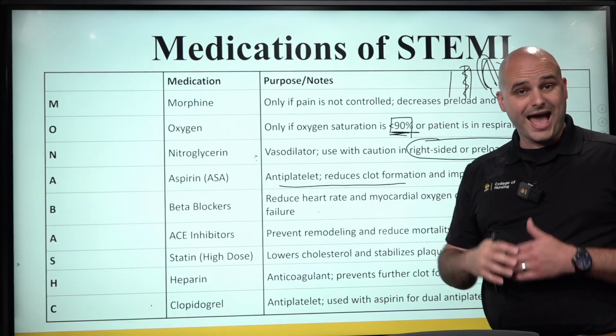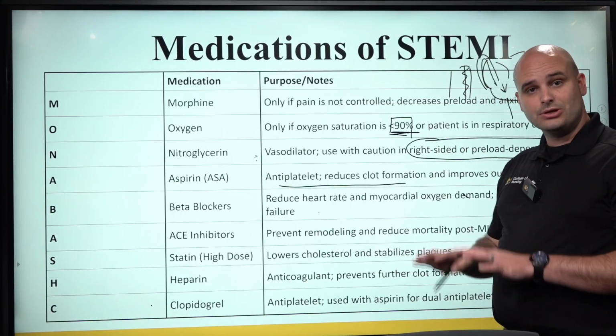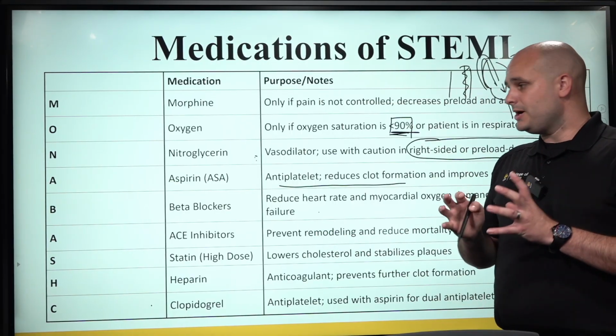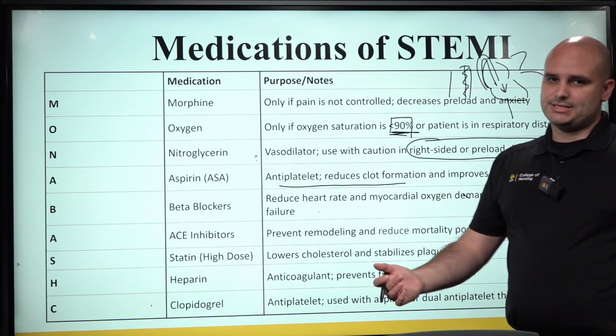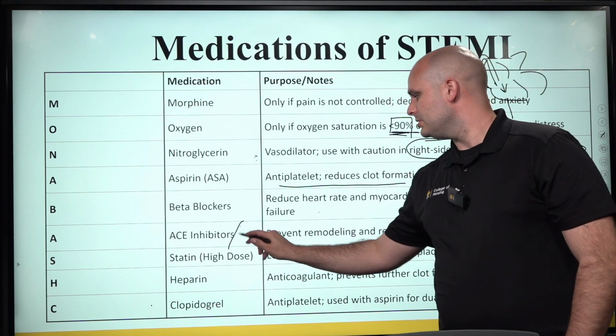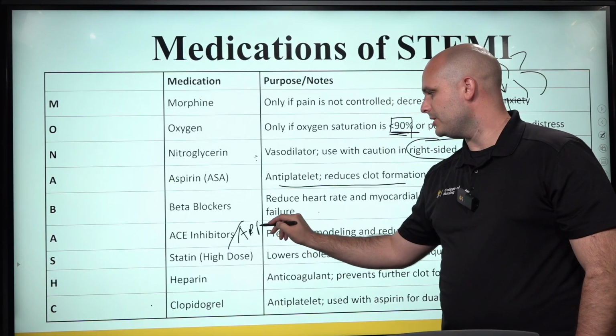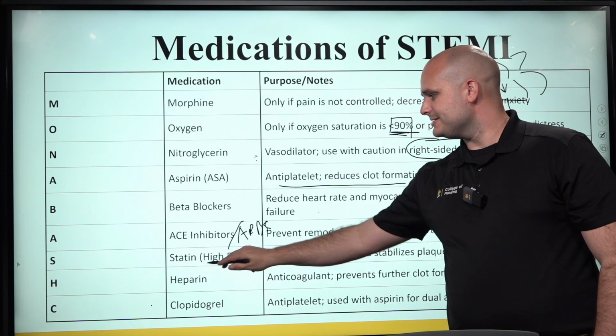Beta blockers after they have a heart attack to lower their heart rate and prevent remodeling. ACE inhibitors, many times given, these or ARBs to help with remodeling. Statins, high dose.